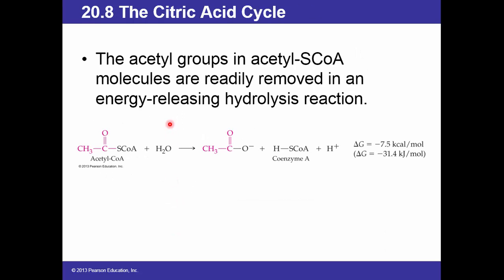Now, citric acid cycle. It is a cycle of 8 reactions where the acetyl groups in acetyl-CoA, the one in red, are readily removed in an energy-releasing hydrolysis reaction. As you can see here, delta G is minus 7.5. This is called a thioester bond. It even gives more energy than the hydrolysis of ATP itself.